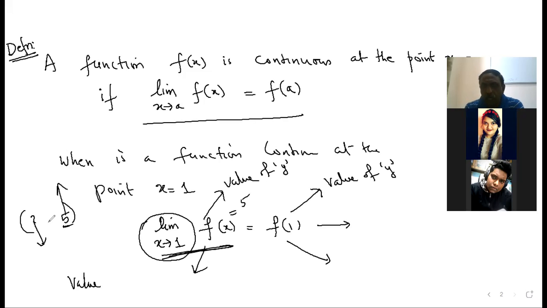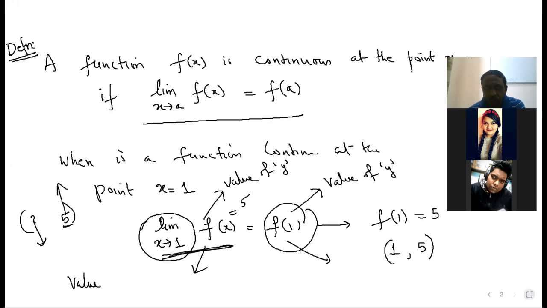And what does this mean? If I say f of 1 is 5, what does that mean? The y coordinate is 5 when x is exactly 1. When the value of x is exactly 1, the value of y is exactly 5. Neighborhood value and exact value.